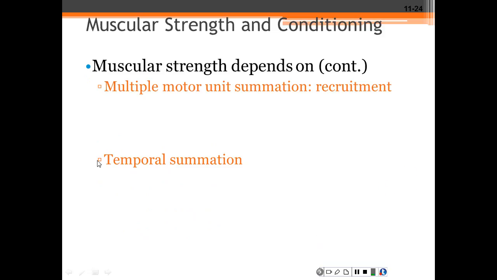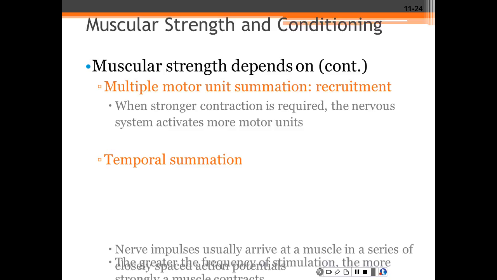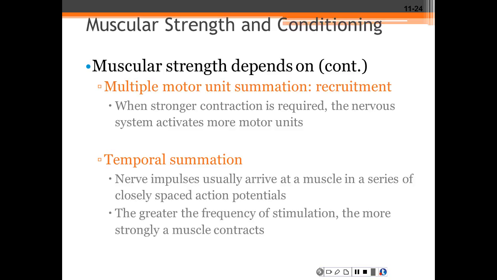Then we have multiple motor unit summation, of course dealing with recruitment. Now when stronger contraction is required, the nervous system activates more motor units. Then we have temporal summation, temporal recruitment. We have nerve impulses. They usually arrive at the muscle in a series of closely spaced action potentials. So the action potentials are going to cause a stronger contraction.